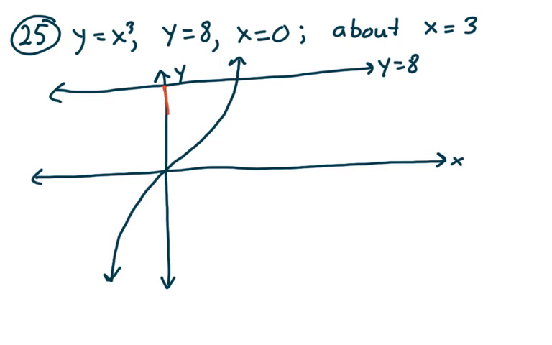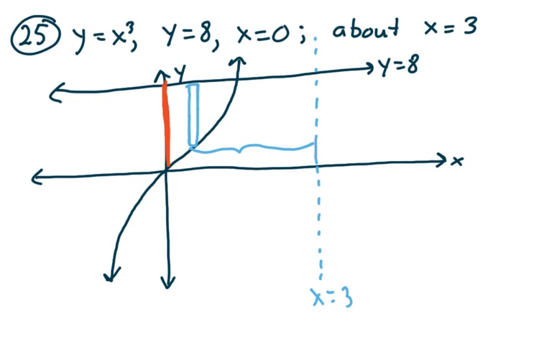And remember, x equals 0 is here. All right? Now, what we want to do is rotate about the line x equals 3. Well, that's right here. Now, we need to draw a rectangle. We'll put that right here. We need to know the radius. The radius is the distance from the rectangle to the line x equals 3.